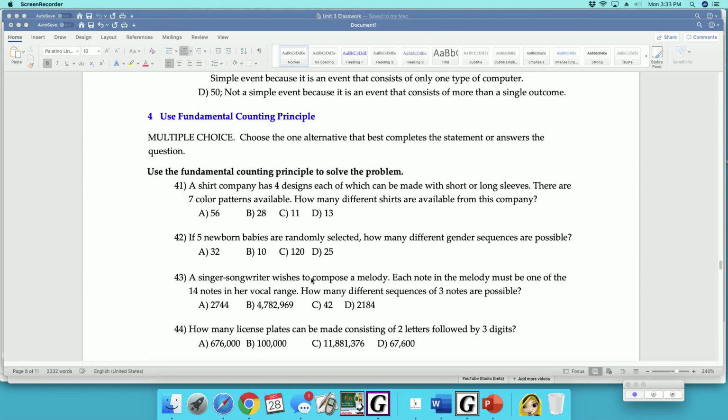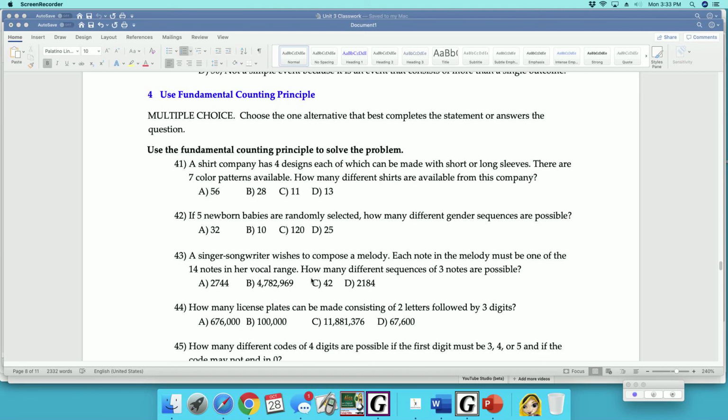Fundamental counting principle. This is when you do the product of how many different choices there are for each. So a shirt company has 4 designs. And each design has a short sleeve and a long sleeve. That's 2. And there are 7 color patterns. So using the fundamental counting principle, it's 4 designs times 2 sleeve lengths times 7 colors. So 4 times 2 is 8. 8 times 7 is 56. There are 56 different shirts available from this company.